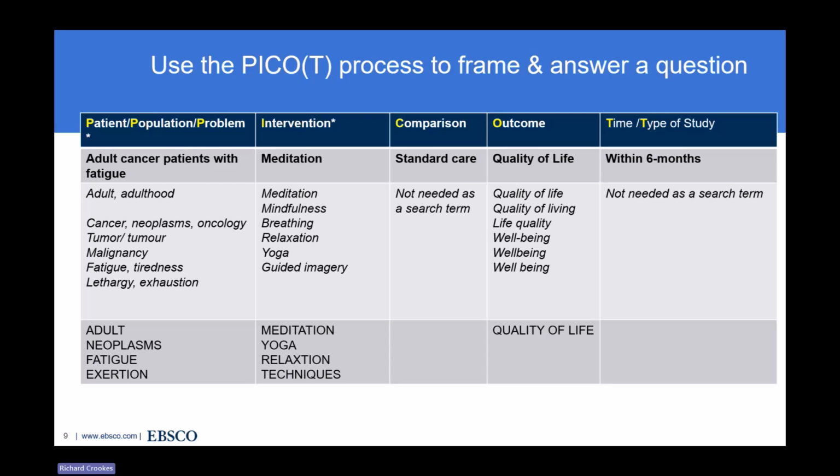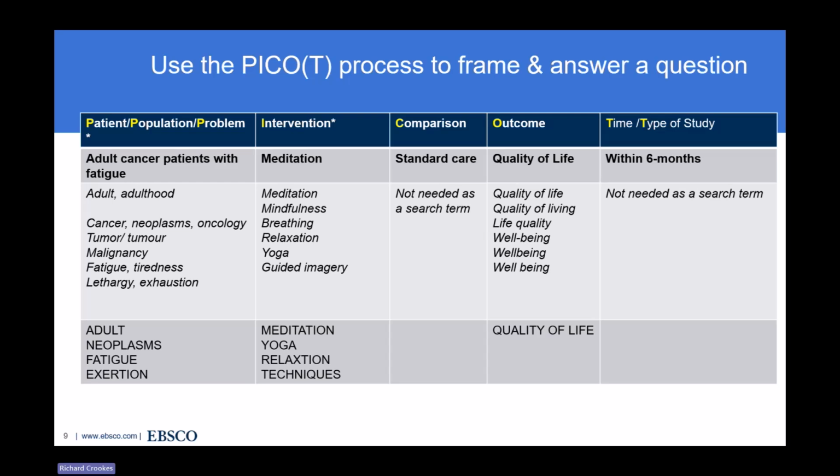So we've got these 5 elements: the patient, population or problem. We're specifically looking at adult cancer patients. They could be either male or female, young adults or older adults, no age limit set here. Obviously, those with cancer, and it could be a variety of cancer. It could be colorectal, lung cancer, breast cancer, etc. And they've also got fatigue. They're experiencing fatigue as well.